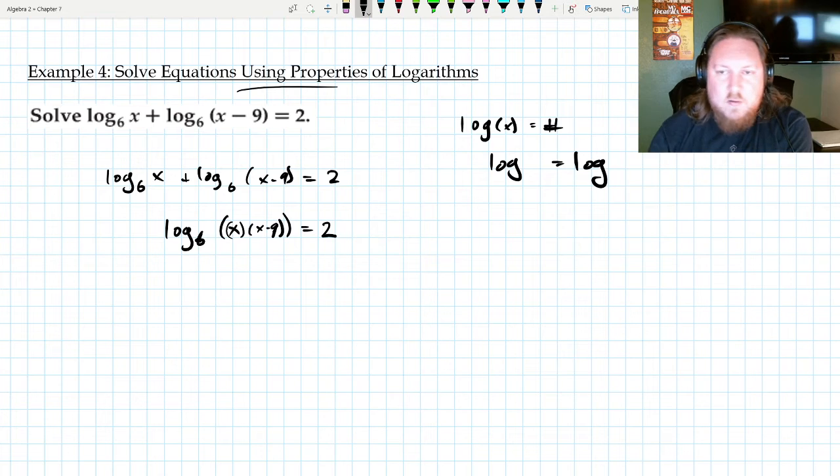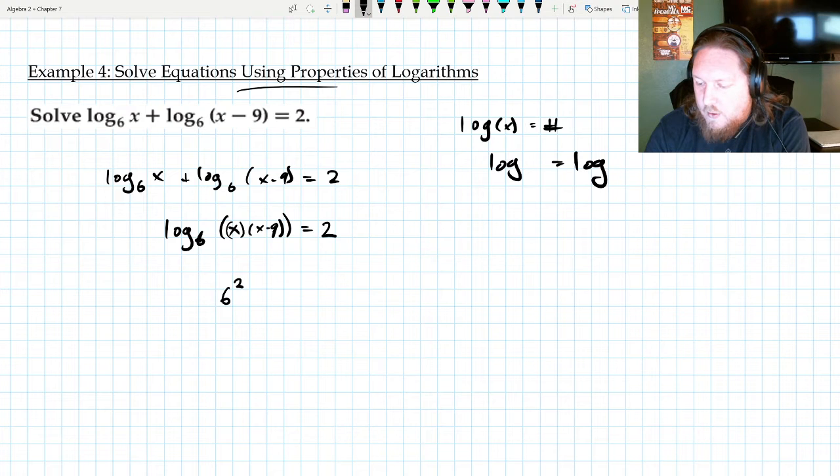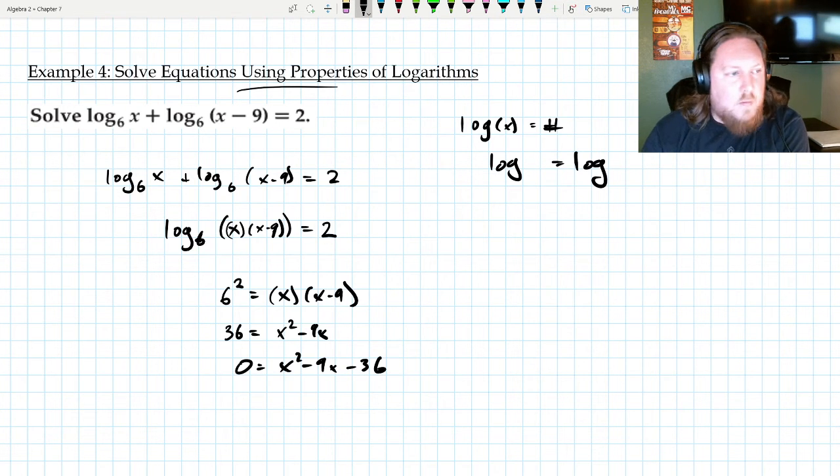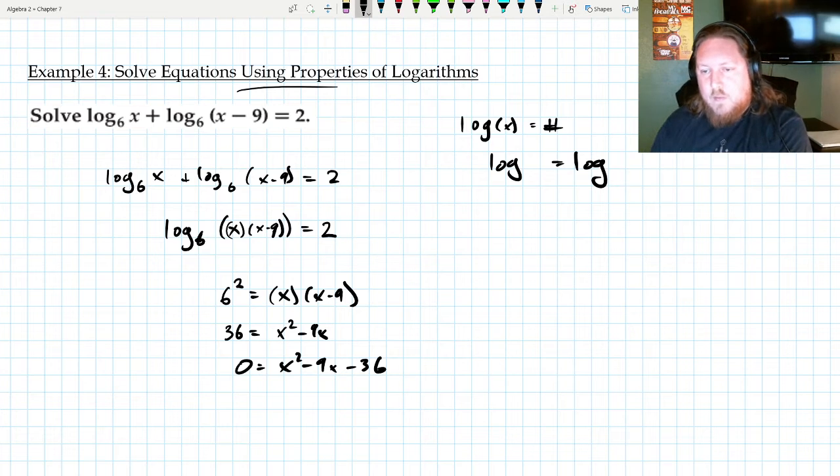And now I've got it down to a single logarithm equaling a constant. I can use the definition: 6 squared equals x times x minus 9. Well, this just turns into 36 equals x squared minus 9x. Subtract 36 from both sides. I've got myself a quadratic to solve.